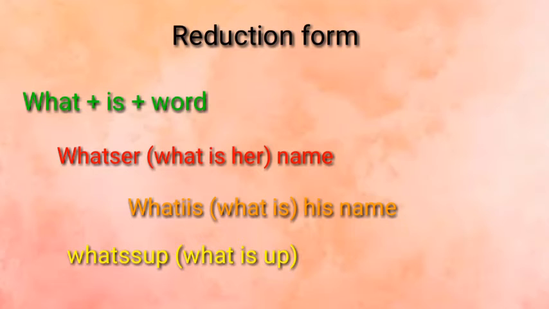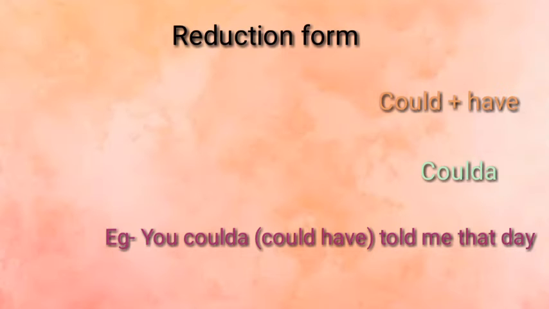Okay. Next form is including have. So the first one is could plus have. Coulda. Instead of saying could have, you can say coulda. For example, you could have told me that day. Instead of saying this, which beginners usually speak like that, but it sounds more academic. It sounds like you are speaking textbook English, which no one likes to speak nowadays.